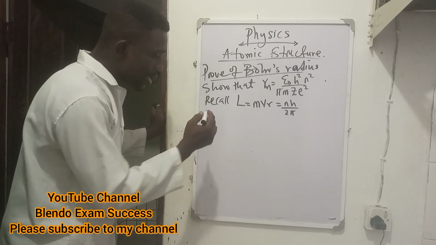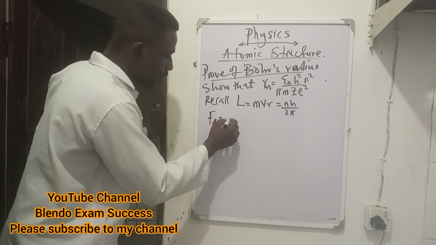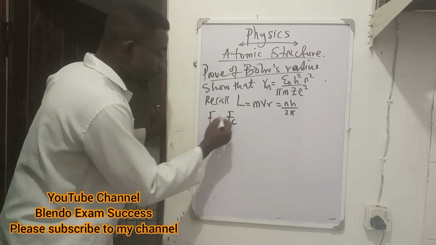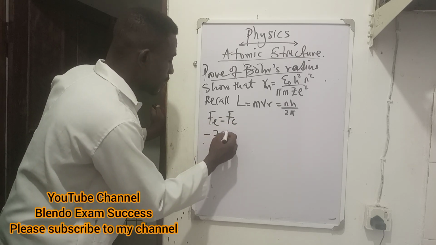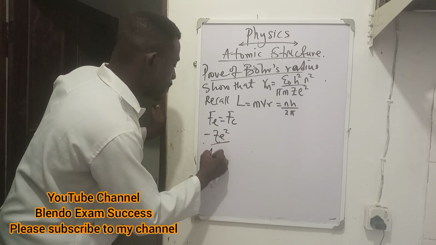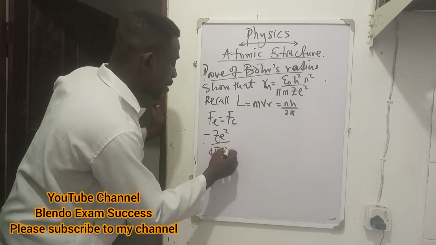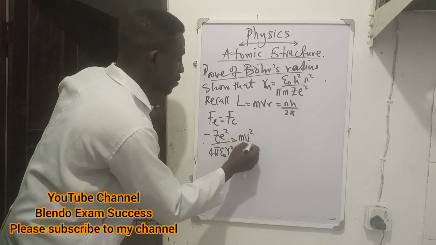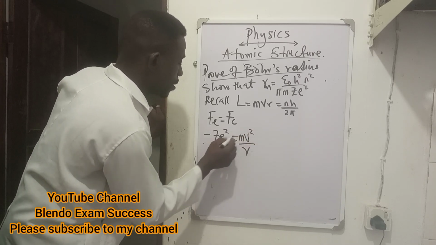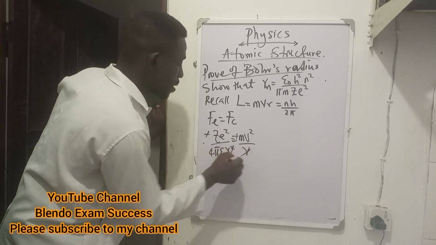So from the other equation, we also say that Fe is equal to Fc, which we have as minus Ze squared over 4 pi epsilon naught r squared, equal to mv squared over r. This cancels this, this cancels this.